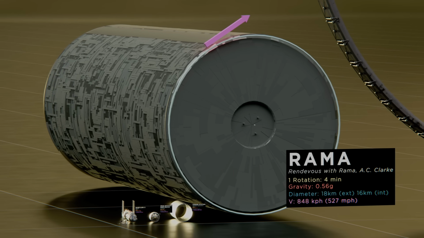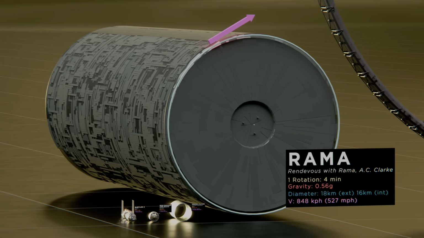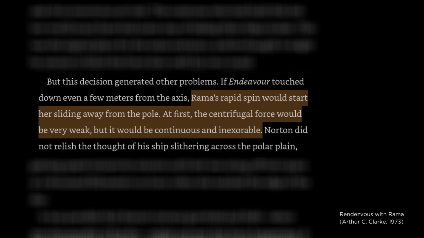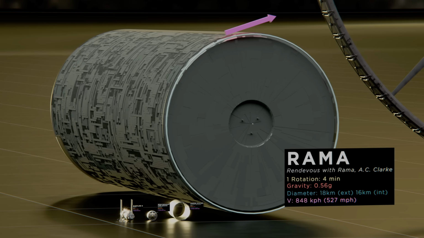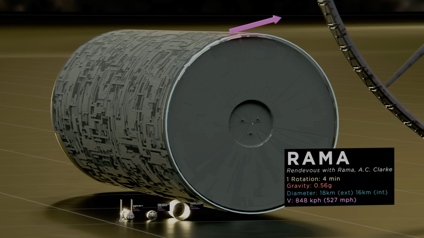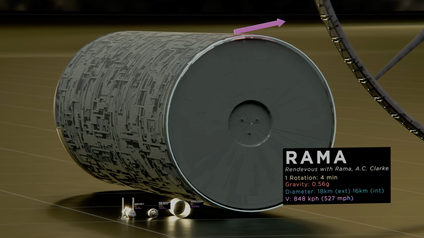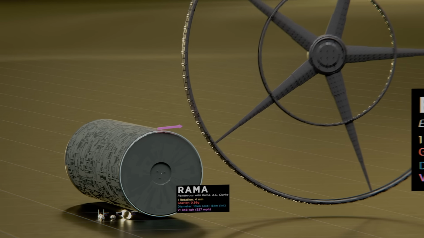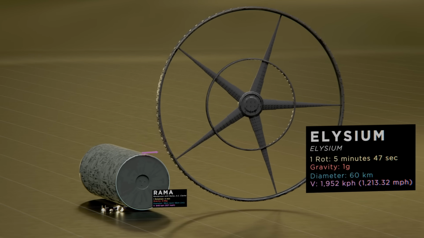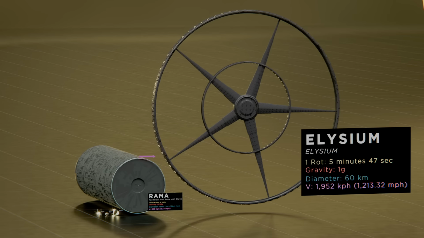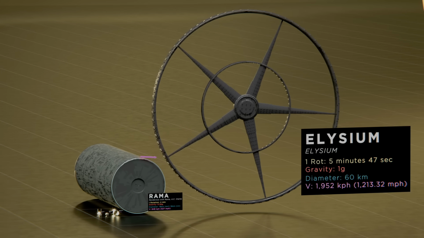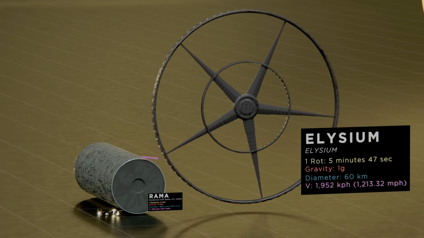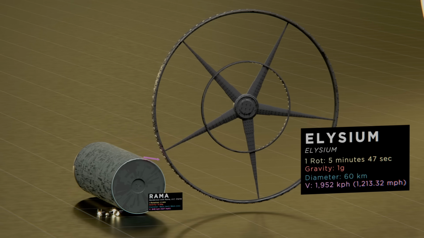Rama's tangential velocity is 527 miles per hour, and this is a great example of sci-fi using science to create drama. In the book, tangential velocity becomes a problem, but 527 miles per hour is small potatoes compared to what's coming. The Elysium space station from the movie of the same name is a Stanford torus, 60 kilometers in diameter, and spins at 1 G, completing a full rotation in 5 minutes and 47 seconds. Its tangential velocity is 1,213 miles per hour.